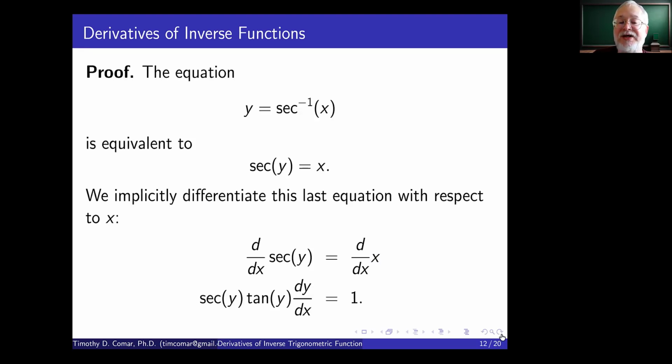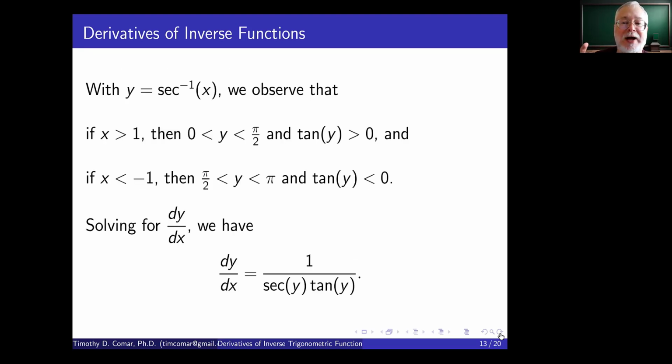We prove this in just the same way. We said y equal to arcsecant of x, and rewrite it as secant of y equals x. Implicitly differentiate again. Remember, the derivative of secant is secant y times tangent y times dy dx. There's a little chain rule here, equals 1.